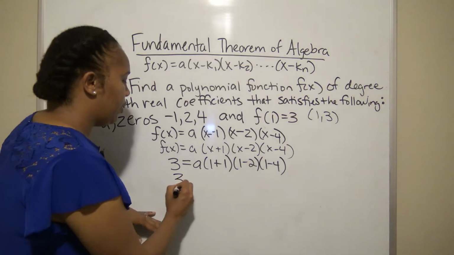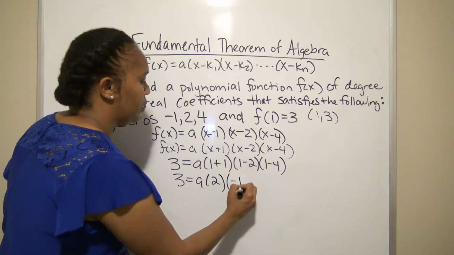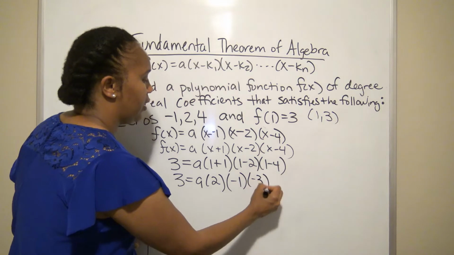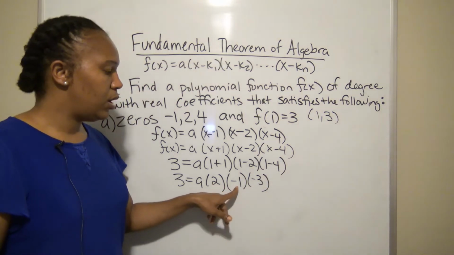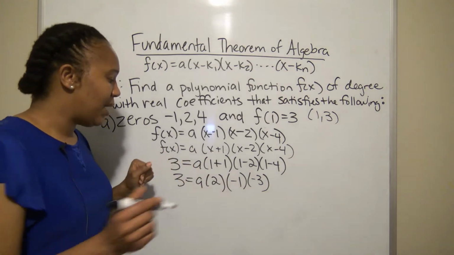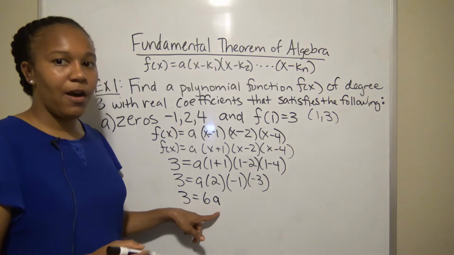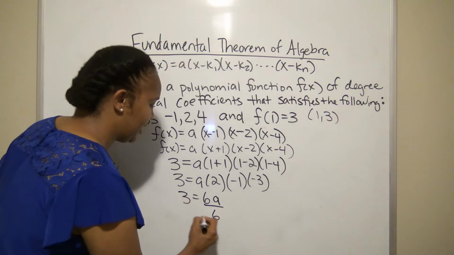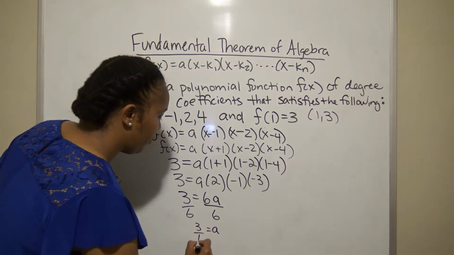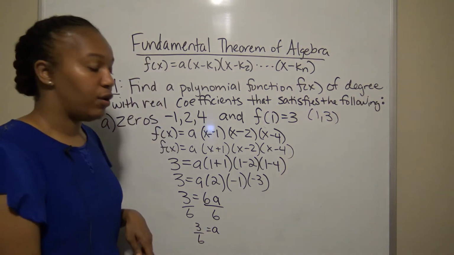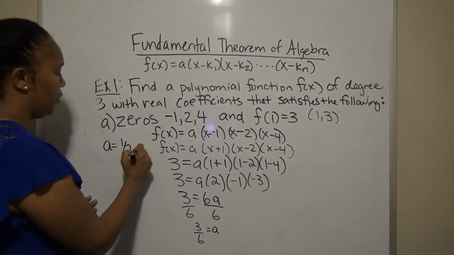So we end up with 3 equal to a times 1 plus 1 is 2, 1 minus 2 is -1, and 1 minus 4 is -3. Multiply those together. 2 times -1 is -2. -2 times -3 is +6. So 3 is equal to 6a. In order to solve for a, we need to divide both sides by 6. So we get a is equal to 3 over 6, which can be reduced to 1 over 2. So our a is equal to 1 over 2.